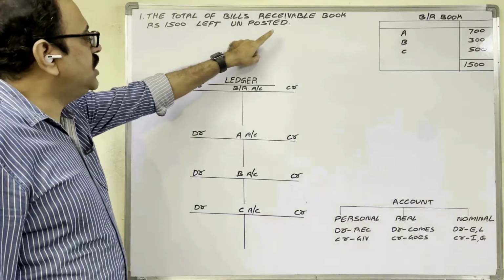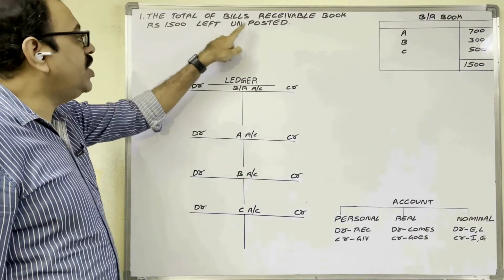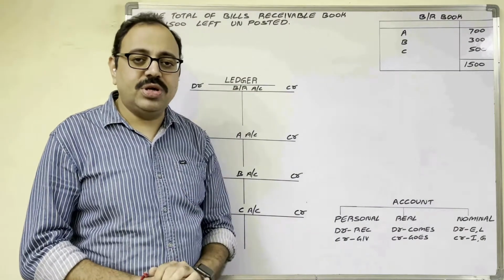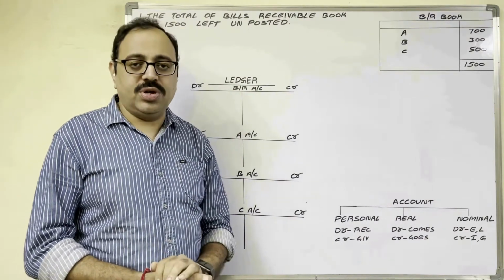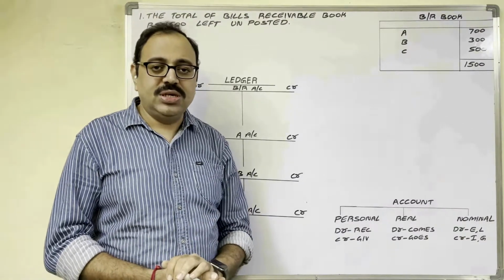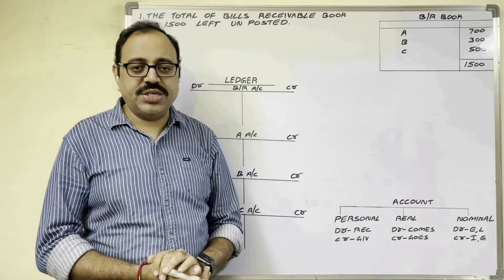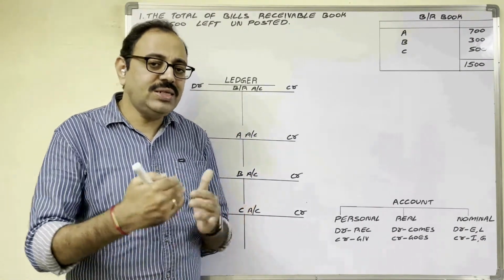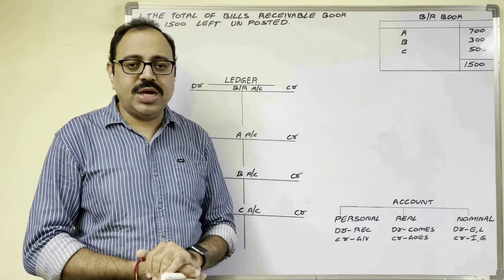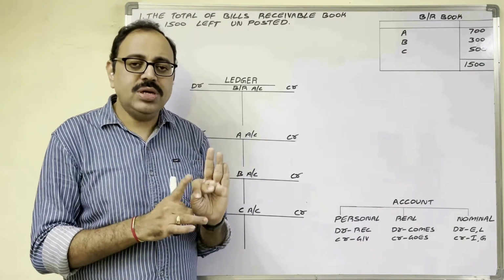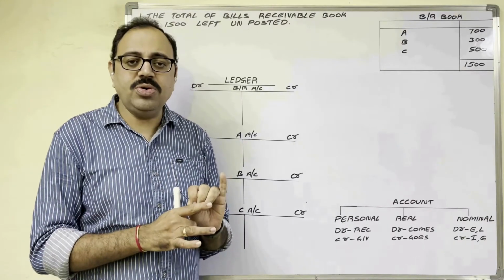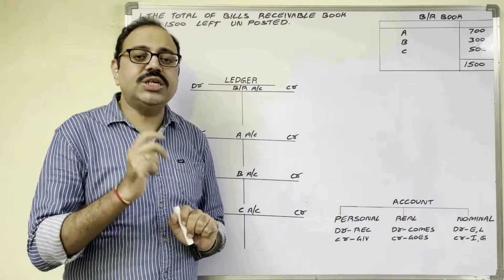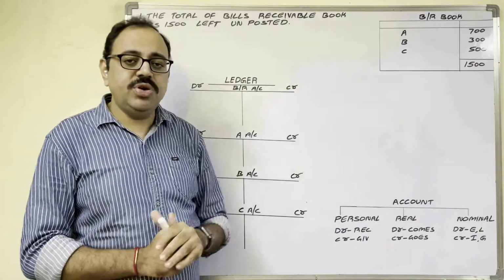The total of the bills receivable book, 1500 rupees, was left unposted. The bills receivable book is one subsidiary book. Small firms maintain a journal book. Large firms maintain subsidiary books. When there is any financial business transaction, small firms record it in the journal book and large firms in subsidiary books. In total, 8 subsidiary books are there: purchase book, sales book, purchase returns book, sales returns book, cash book, bills receivable book, bills payable book, and journal proper. Here he is talking about the bills receivable book.